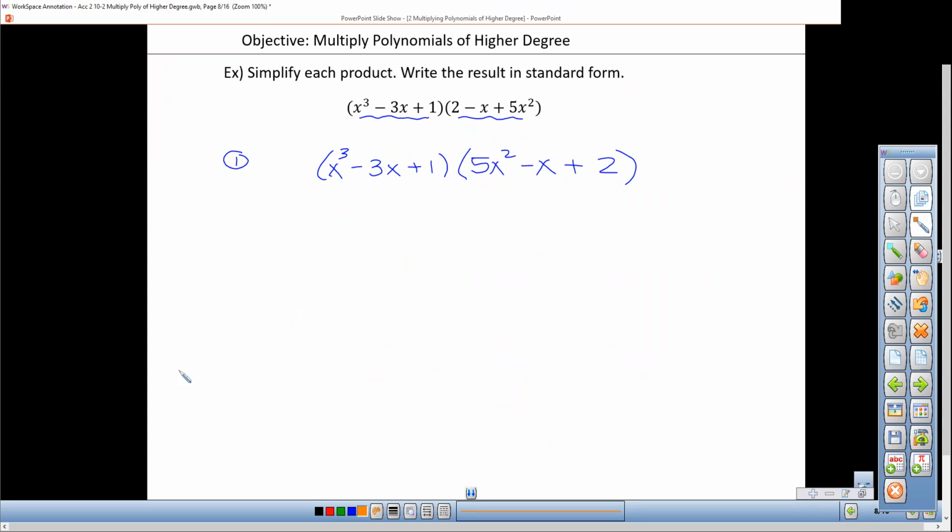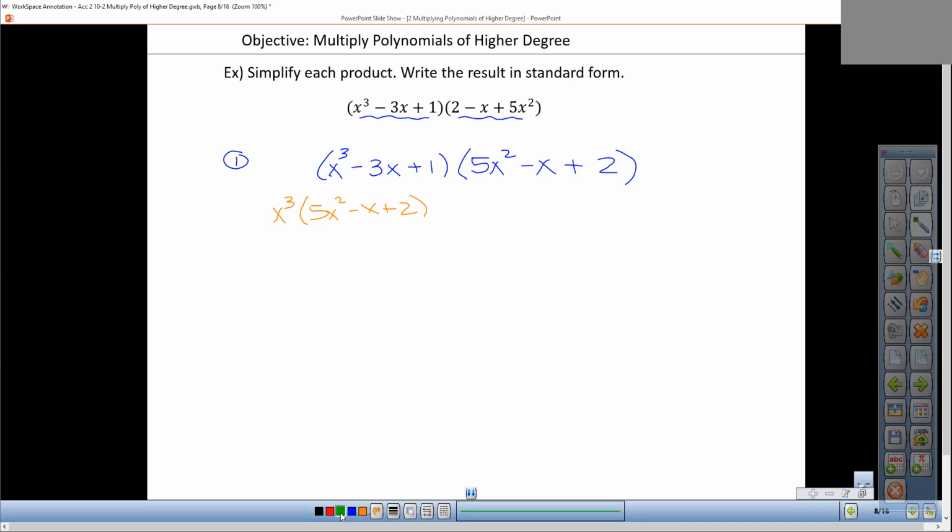any combining. So the first time we would distribute our x cubed to the 5x squared minus x plus 2. Then we would distribute that negative 3x to the 5x squared minus x plus 2. And finally, we would distribute this positive 1 to the 5x squared minus x plus 2.